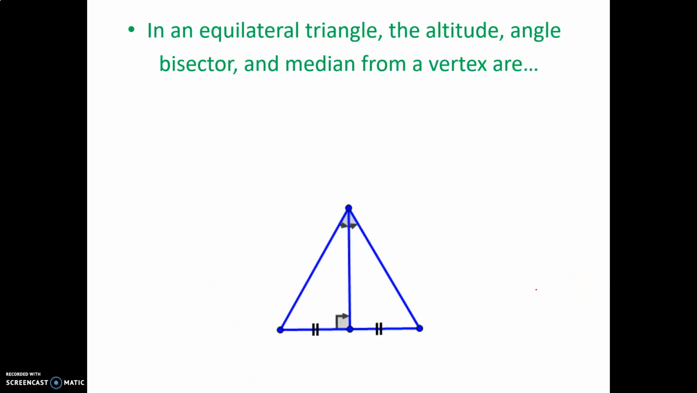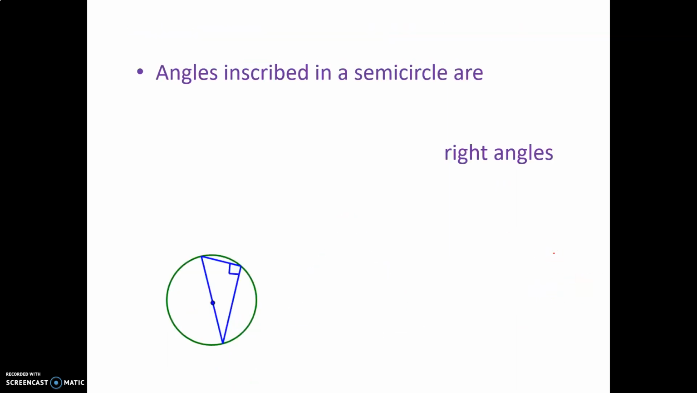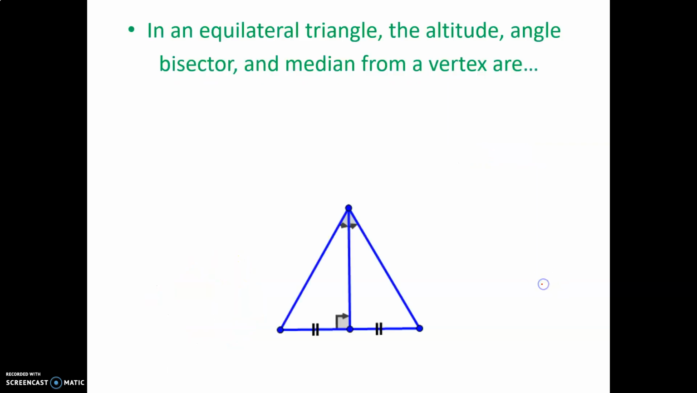Angles inscribed in a semicircle are right angles. So here is a diameter, so that creates two semicircles, one over here and one over here. If I have an inscribed angle in there, so it touches the circle here, the inscribed angle is always half of its intercepted arc. So if the intercepted arc is 180 degrees, then this inscribed angle is always going to be 90 degrees.